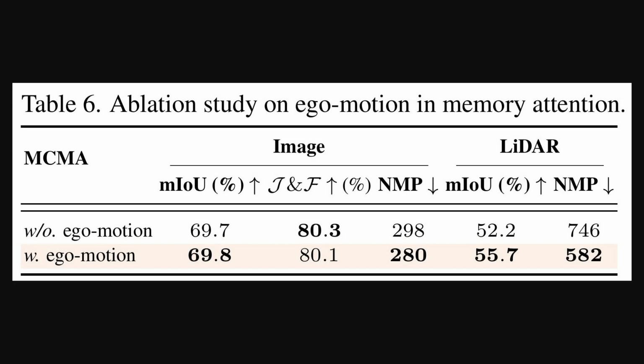This final ablation study then zooms in on one specific but critical component, ego motion. That's the car's own movement. This table compares the model's performance with and without compensating for that movement in its memory. The results are really clear. When the model accounts for ego motion, the LiDAR segmentation gets a big boost. Its mean intersection over union jumps by over 3%, and the number of mismatched points, those tracking errors, drops dramatically from 746 to 582. This really proves how vital that motion-aware cross-modal memory attention is for temporal consistency.